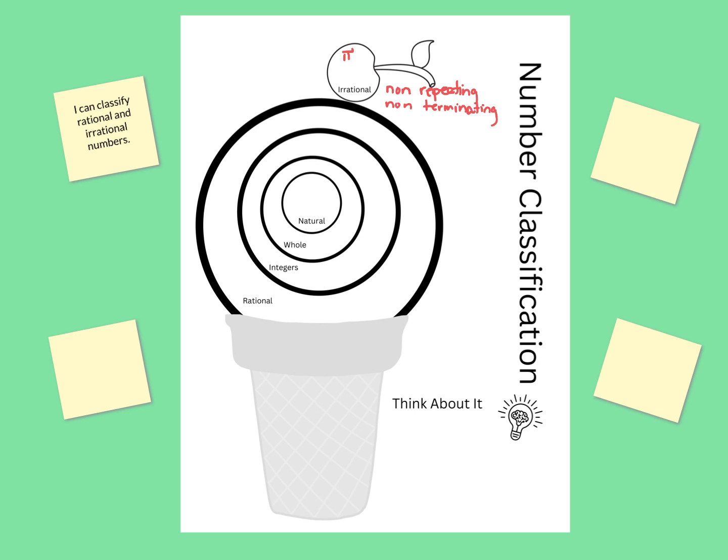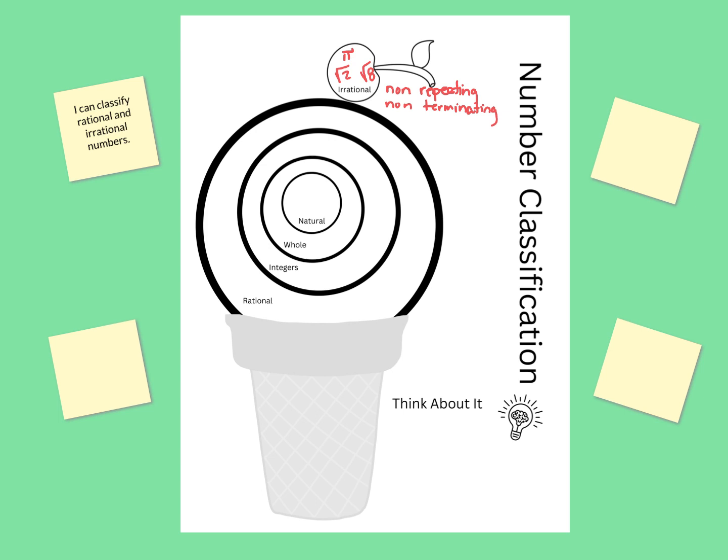Another example would be a non-perfect square, like the square root of 2 or the square root of 8. If you were to put either one of those in the calculator, square root of 2, square root of 8, you are going to get a value that just keeps on going. There's no pattern to it, so it does not repeat, and it does not stop, doesn't terminate.